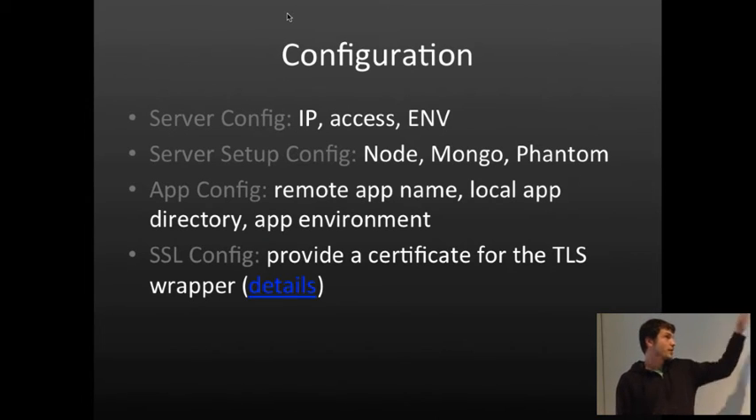Just try to point out roughly which areas there are. So you have your server config where you can configure multiple different servers, just a JSON area of server data. We just say, okay, this is the IP or the host name. This is how I access it. I want to log in as root. The password is this. Or use my local SSH key.